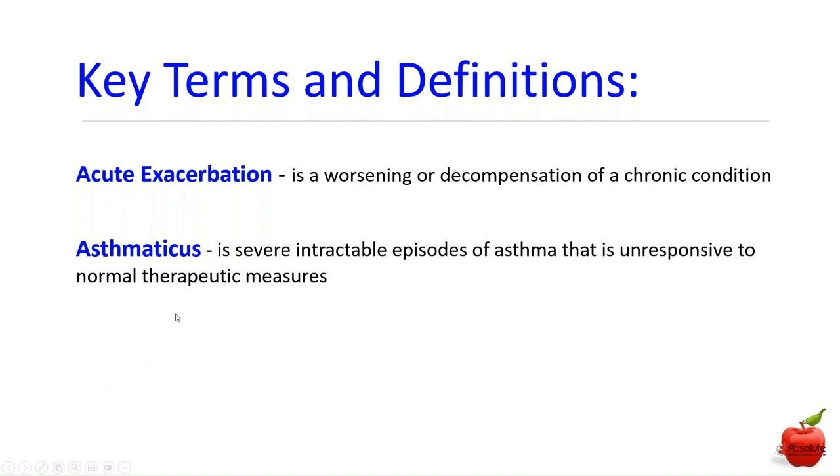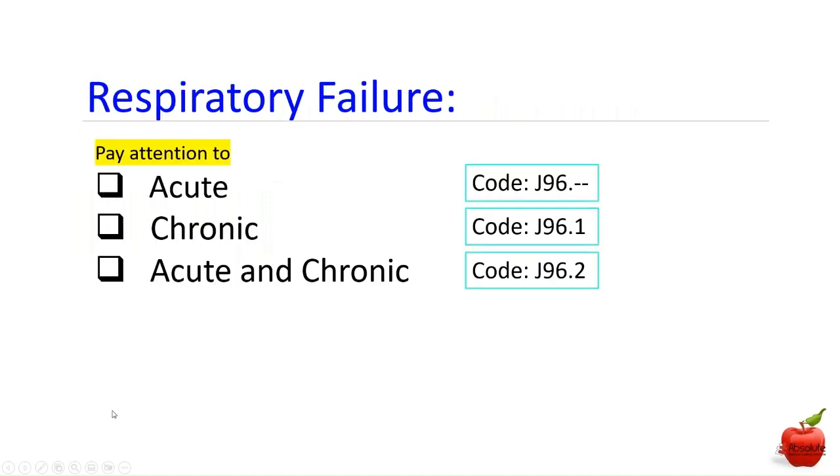So just know that this is serious business, okay? All right, so what about respiratory failure? You want to pay attention to these three things. And I always tell you, get over there in that chapter, see where these codes live. So pay attention to acute. That will be when you're coding J96.0 something. If it's chronic, it's going to be J96.1 followed by something. If it's acute and chronic, it's going to be J96.2 followed by something.